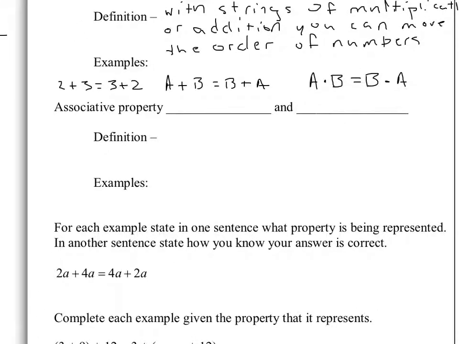Associative property of blank and blank. Associative property, another property that you learned last year. It works for two different operations. Somebody with a raised hand, name one of the two operations that it works for. Associative property does not work for subtraction. It does work for addition. And the other one, multiplication.